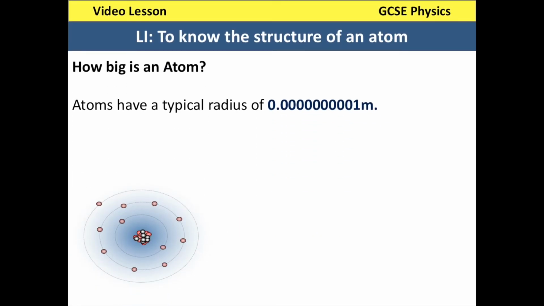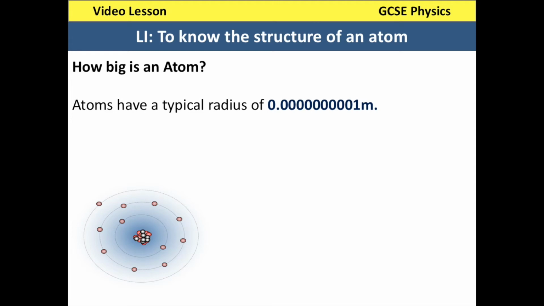So how big is an atom then? I told you I'd give you the exact number, and here it is. Atoms have a typical radius of 0.00000000001 metres. Now I would never expect you to remember that number because it is very, very difficult to, and you'll probably write it down wrong if you try to remember it.